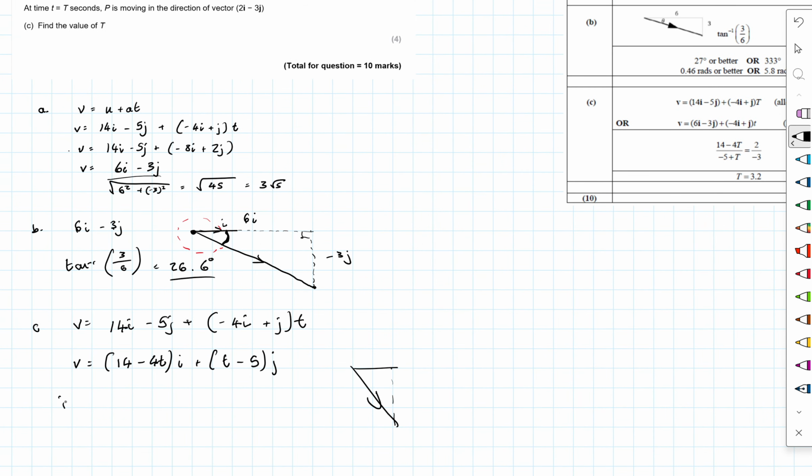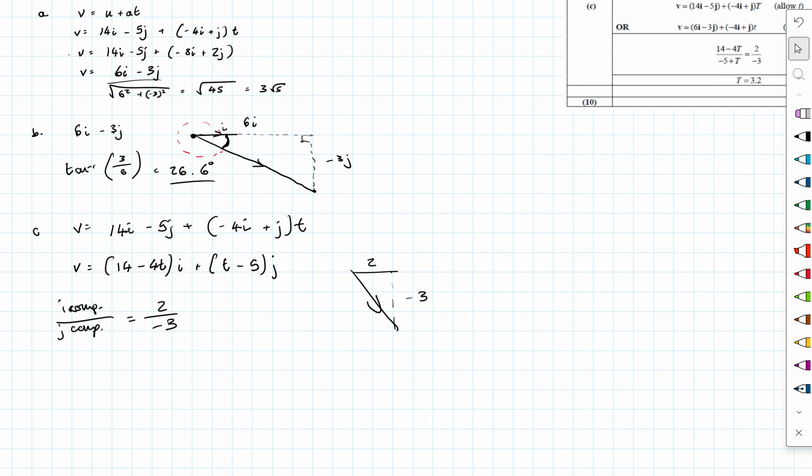What we can say is that the i components over the j components as a fraction will be exactly the same as their ratio here. So 2i and then minus 3j, that will be the same ratio. So you can literally write this as an equation now. We can write 14 minus 4t over t minus 5. I suppose I should write capital T because we're looking for capital T in the question. So 14 minus 4T over T minus 5 is the same proportion as 2 over minus 3. That's an equation. We can solve that equation now.